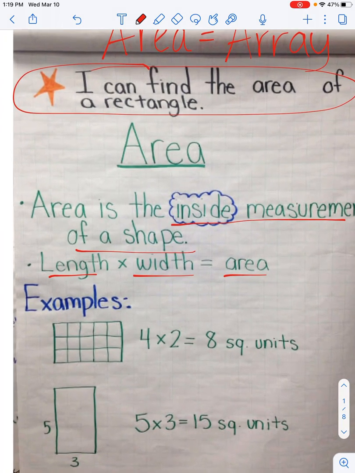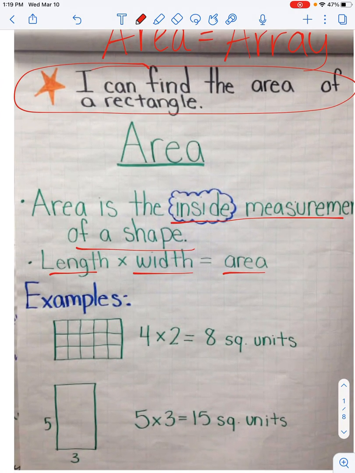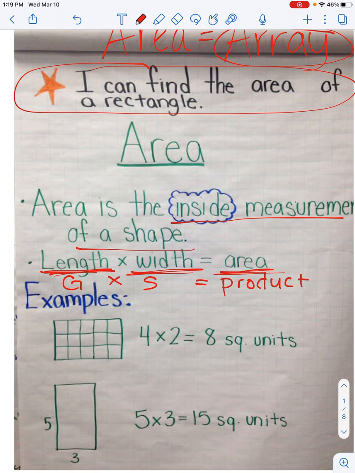This is similar to what we already know about finding how much there is in an array. For an array, we do groups times size equals our product, or our total number of dots. So in this case, the length is like our groups, the width is like the size of each group, and our area is like the product, or how many dots we would have altogether. The only difference is instead of dots, we're dealing with squares.